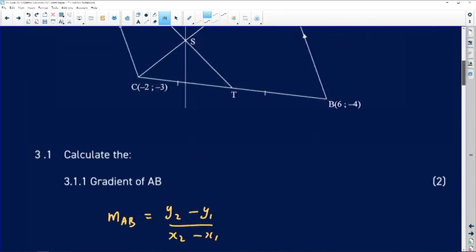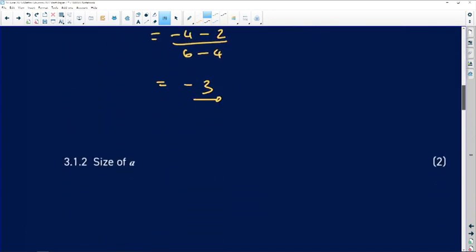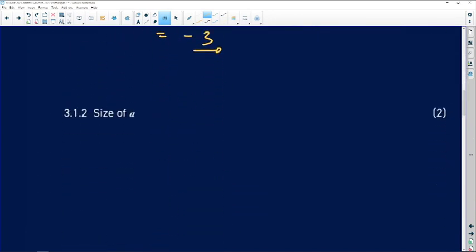That's the gradient. The follow-up question says we need to work out the size of alpha. What is alpha? Alpha is this angle here, the angle of inclination of the line AB. To work out the inclination, you just need to know the gradient of that particular line. So the tangent of alpha is given by the gradient of the line that makes the angle alpha, which happens to be the line AB, so that's -3.